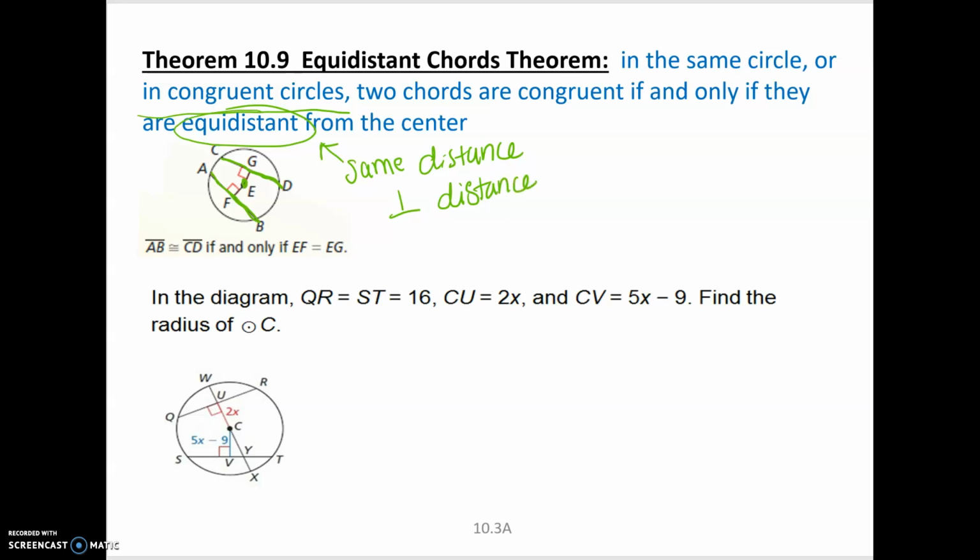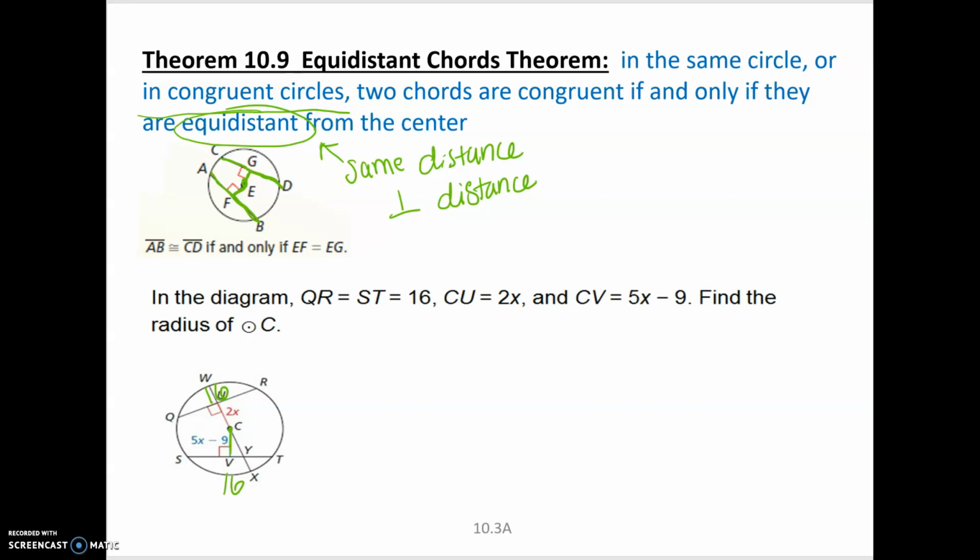So we want to make sure we are finding the perpendicular distance to those chords or to the center of the circle. So in the diagram, QR equals ST. I'm looking at those, QR and ST, and they both equal 16. So this is 16, this is 16. Okay. CU equals 2x, and CV equals 5x minus 9. Find the radius of circle C.